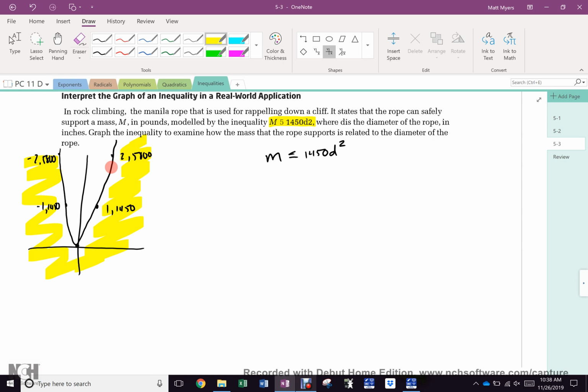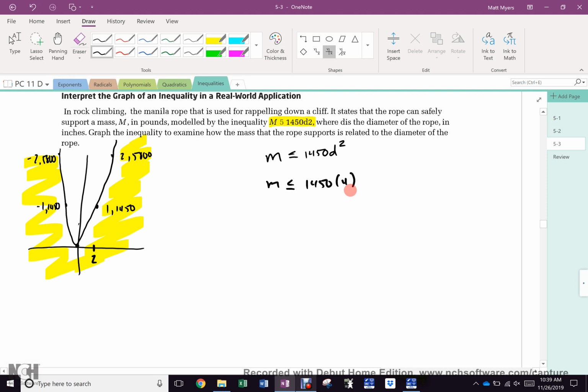My mass, if I had a rope 2 centimeters, or 2 inches, what's the mass I could hold? Where would I go? Would I go out to or up to? My rope is 2 inches wide. Diameter is 2 inches. Is the diameter on the X or is it on the Y? X, so I would go out to here and have 2, correct? Where would that go in this equation? D. So M would have to be less than or equal to 1450 times 4, yeah?